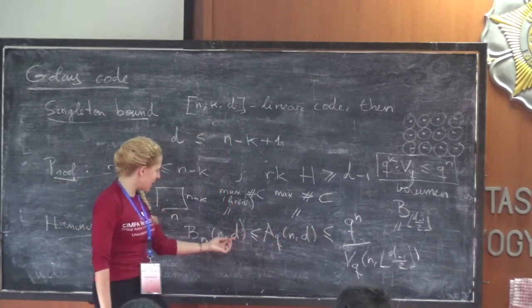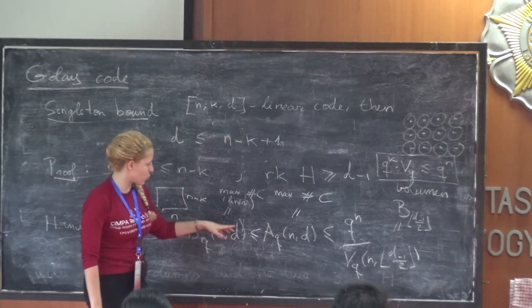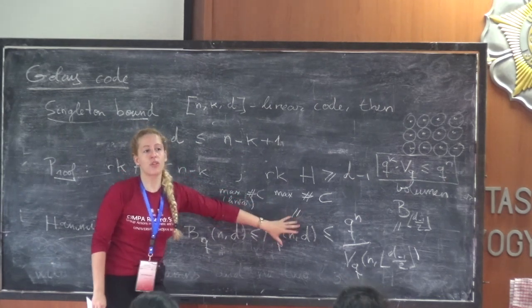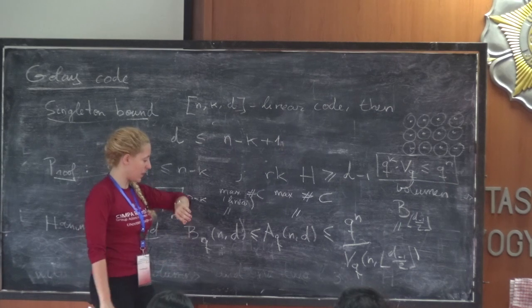And then, I mean, this is clear because here I'm considering fewer objects. Those ones are linear. Those ones are linear and non-linear. So here you have more things. This is bigger than this. So here you have this inequality.